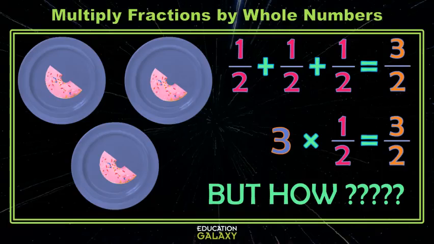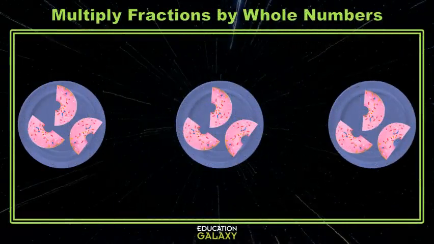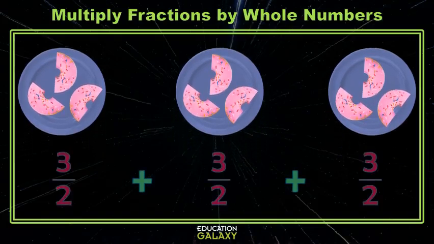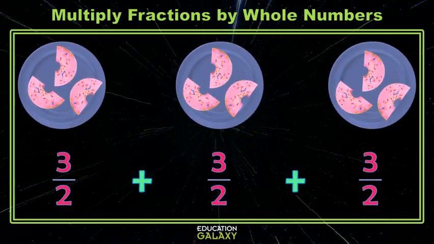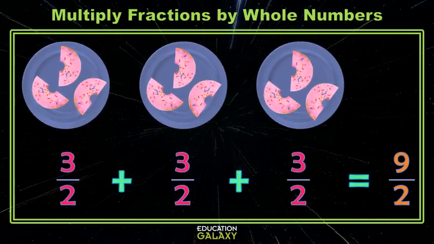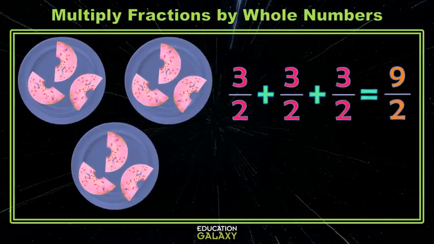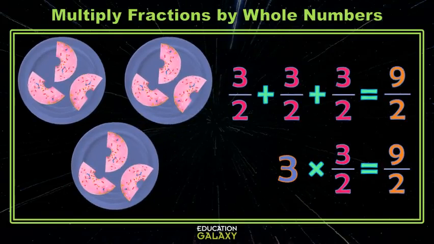Let's try one more example. Here, each of my plates has 3/2 donuts. So, if we wanted to know the total number of donuts, we could still add 3/2 3 times. And we know that that comes out to, anyone? 9/2. Yes, because we add the numerators and leave the denominators. So, can we use multiplication? Yes, we can. We have 3 groups of 3/2, so we can say 3 times 3/2. And we'll still get 9/2.